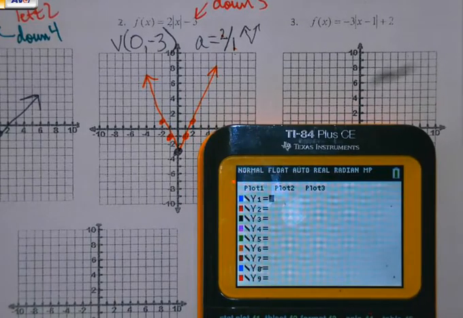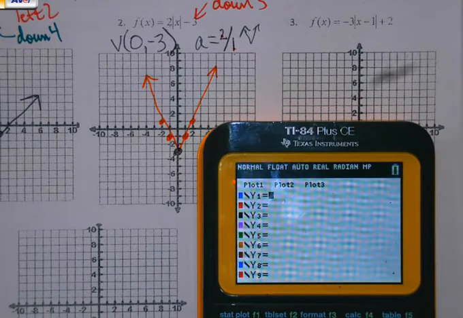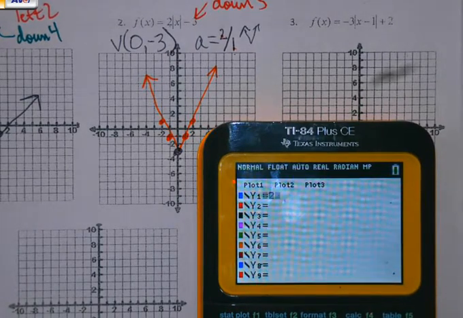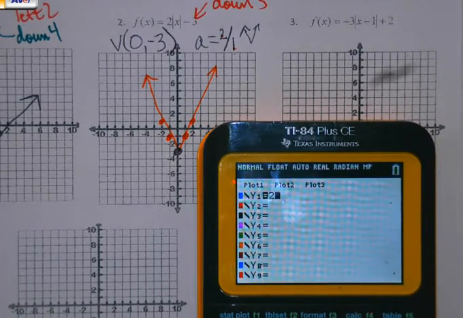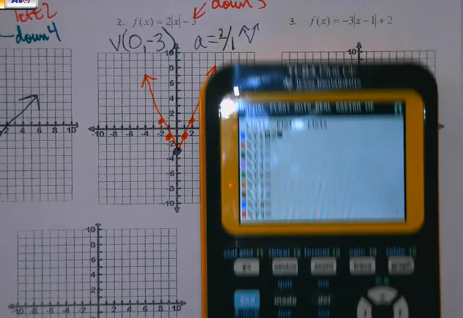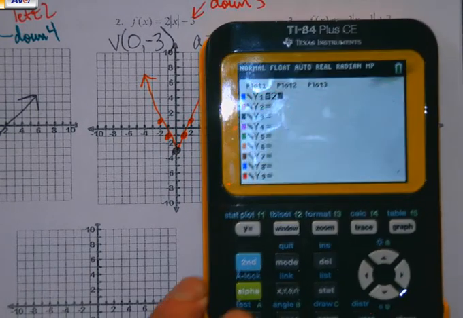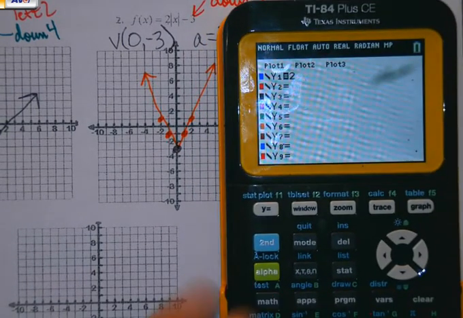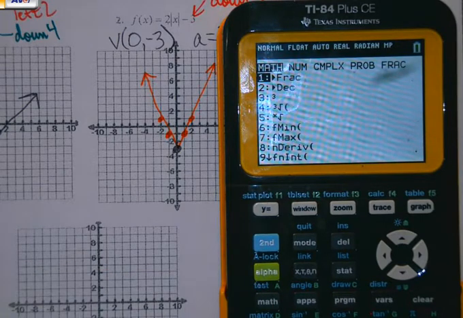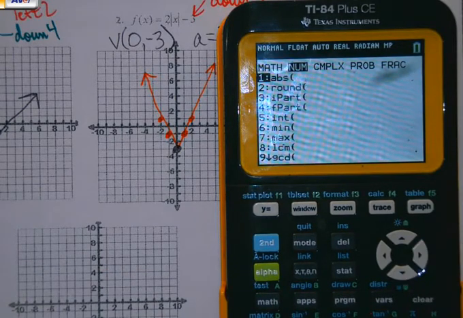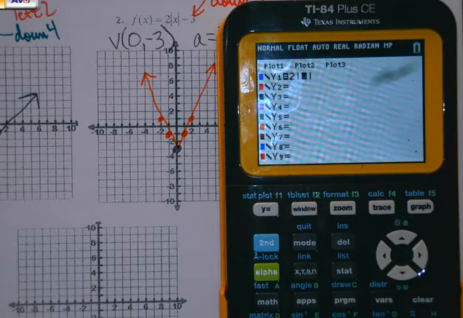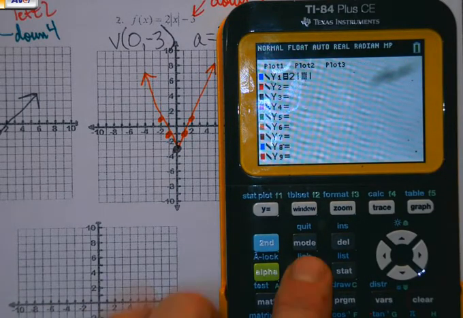if I were doing number 2 on the calculator, I put the 2 in first because that's not in the absolute value. Absolute value, we had this on the notes yesterday, is going to be, let me scooch this up a bit more so we can see all the buttons. Okay, math. And we're going to arrow over to numeric. And then we want number 1, the absolute value. So I put my x in.